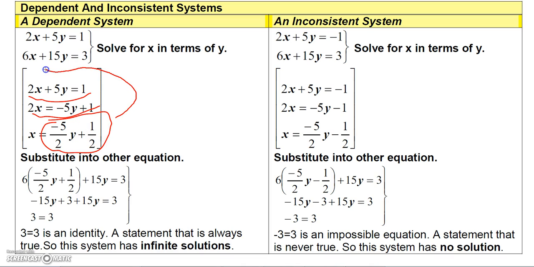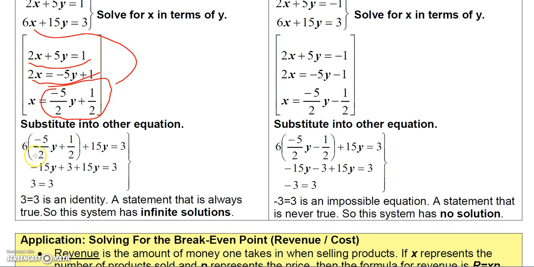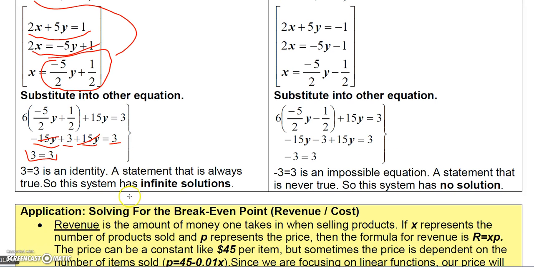Well, then I can take that and plug it back in for the x value up here. And so when I do that, I get 6 times this value plus 15y equals 3. And then when you multiply 6 times negative 5/2 y, you're actually going to get negative 15y. And then when you multiply 6 times 1/2, you're going to get 3. And then you bring down the 15y and set it equal to 3. And then notice the y's cancel, and so you get 3 equals 3. So 3 equals 3 is an identity and a statement that's always true. So this system has infinitely many solutions.